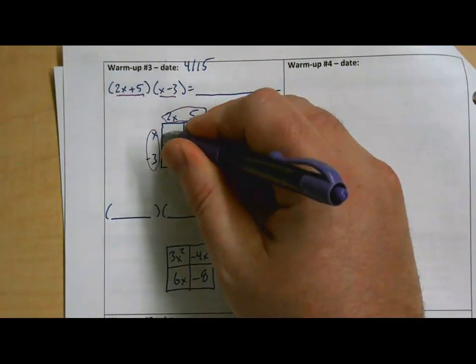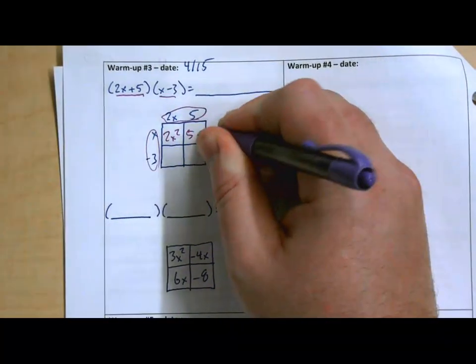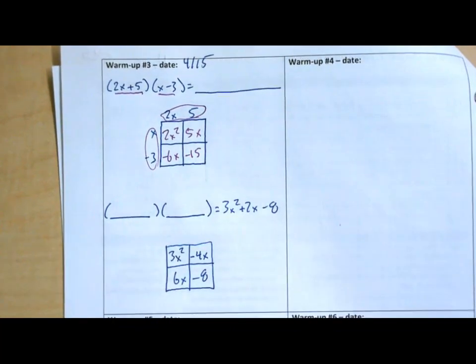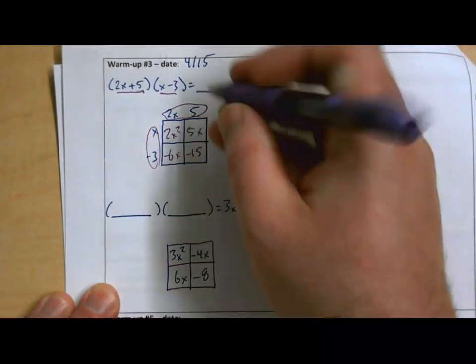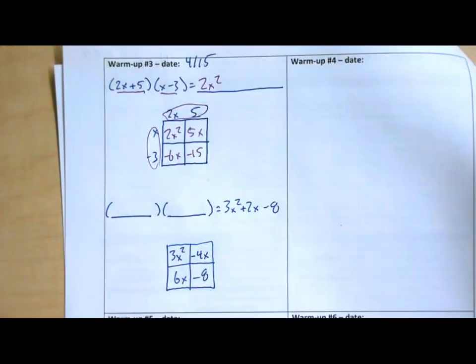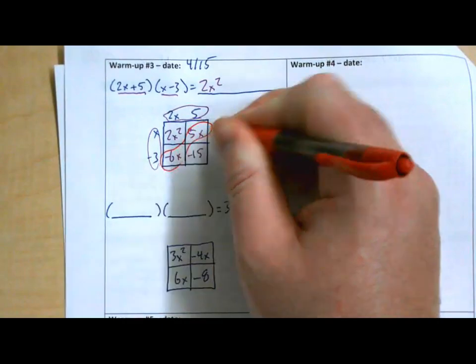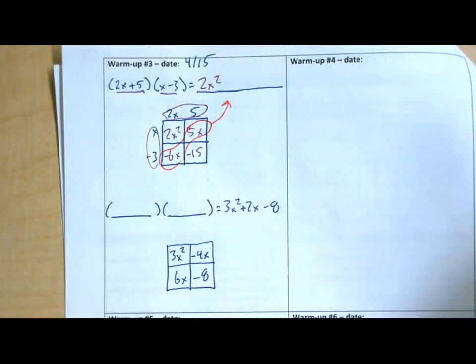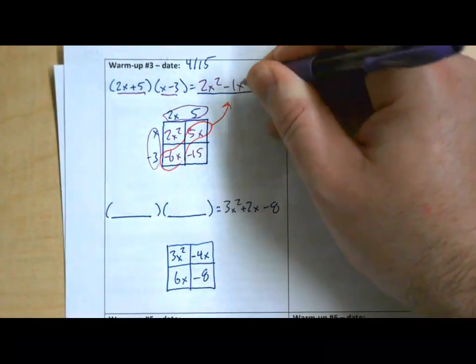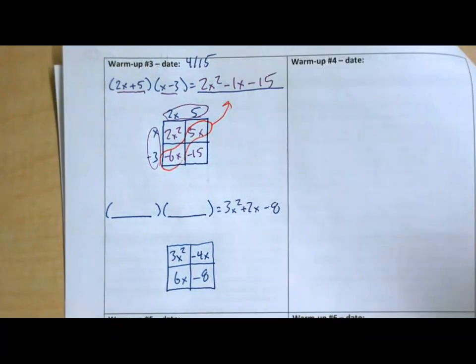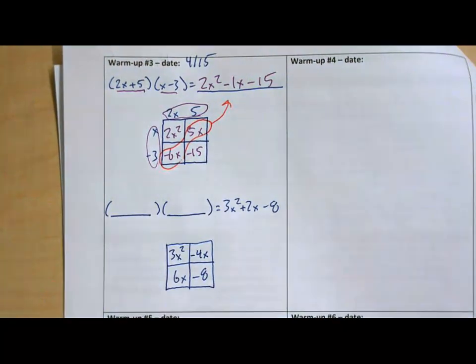So you should have had a 2x squared, a 5x, a negative 6x, and a negative 15. Is that what y'all had inside? And then we write all that stuff up here. We usually start with the highest exponent. So I'm going to start with my 2x squared. And we can actually combine these two together. They're like terms. Negative 6x and 5x combine to give us negative 1x. Or we could just write negative x. And then minus 15. So that's what we should have had in that spot.